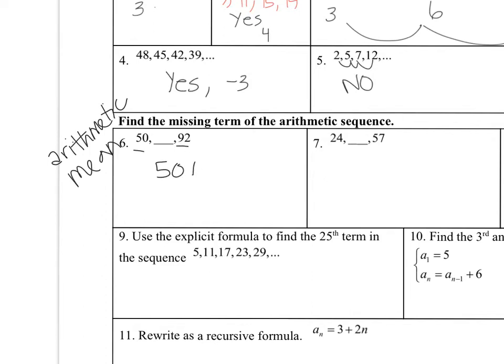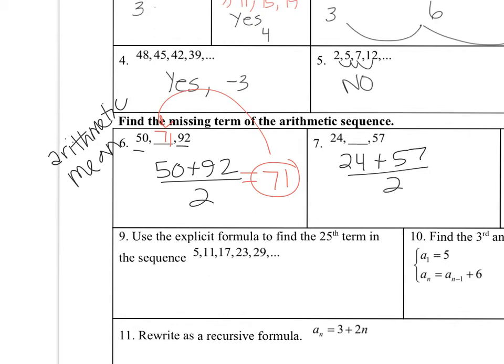So you're going to do 50 plus 92 and divide it by 2. And it's 71. So 71 is in between. Let's check it. If we put 71 right here, the common difference is 11 and 11, so it's good. Number 7, I'm going to do 24 plus 57 and divide it by 2. So 24 plus 57 divided by 2 is 40.5. So this is 40.5.